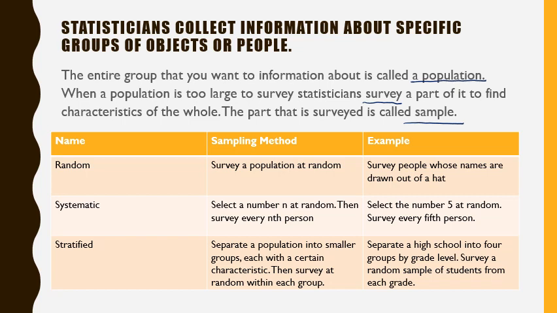All right, the last one is separate a population into small groups within a certain characteristic, then survey at random within each group. So separate a high school into 4 groups by grade levels and survey a random sample from each grade.